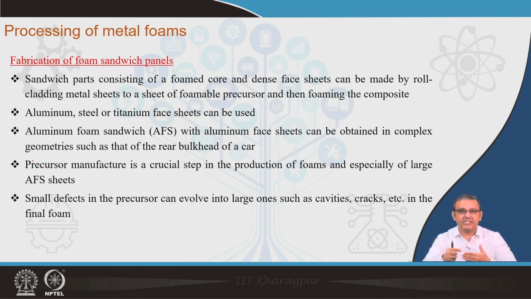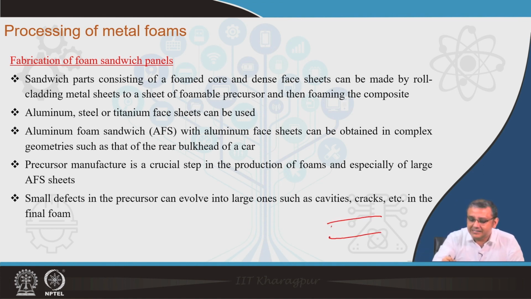These are typically fabricated with face sheets, that means aluminum or dense face sheets, which are roll clad or roll bonded to a foam core precursor. That means there is a powder precursor, and this precursor is foamable. We again use a powder mixture of aluminum powder and titanium dihydride foaming agent, and this powder precursor is roll clad between two face sheets. That means you have one face sheet and another face sheet, and in between you have this powder mixture of the metal powder and the foaming agent.